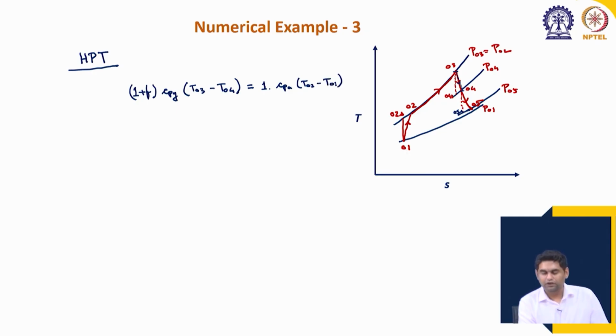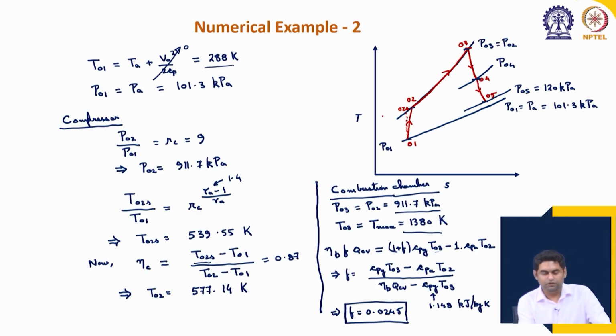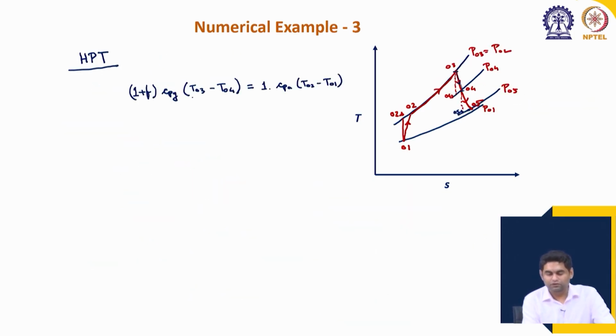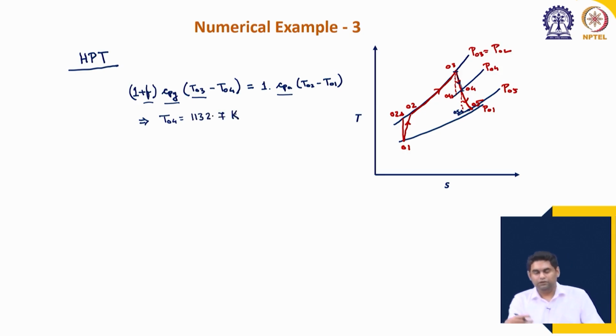Okay. What are the unknowns here? T02 and T01 are known, right? T01 we have calculated, we know that 288 Kelvin. T02 we have calculated, 577 Kelvin. T03 is known. F we have calculated. Cp of gas is known. Cp of air is known. Only unknown is T04. Okay. So, from here we will get the value of T04 and it comes out to be equal to 1132.7 Kelvin.